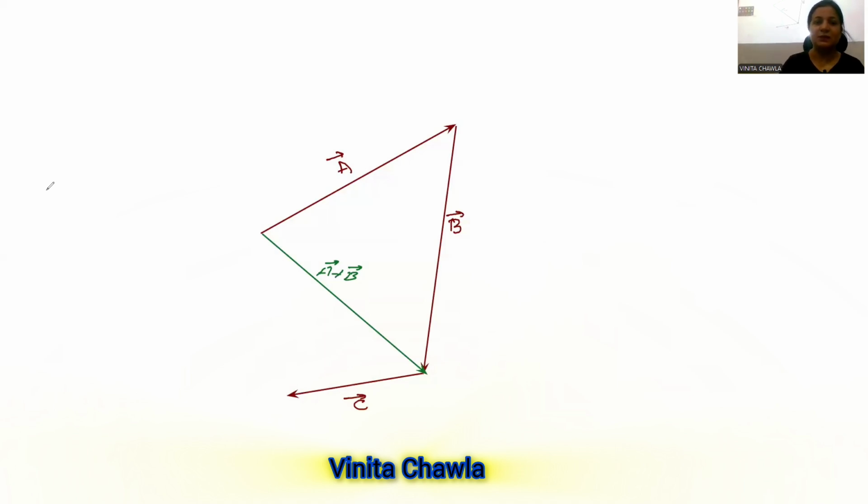From the starting of A plus B to the end of vector C, to the arrowhead. Okay. So this is the resultant vector. So we can write this as, yes, we can write this vector as vector A plus vector B plus vector C.